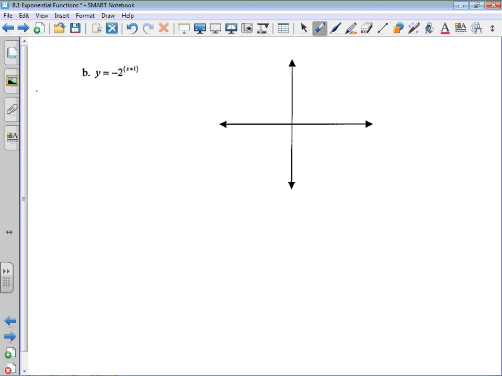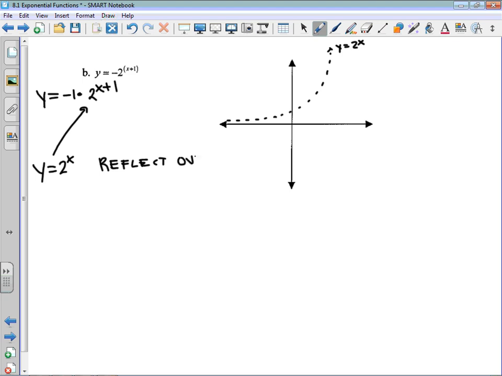I would recommend that you write it like this, as -1 times 2 to the power of x plus 1. And that's really important because it is not a negative base. You will not have to deal with negative bases. So similar to the last one, I'm going to picture that y equals 2 to the power of x in black here. And then what we can talk about is that if I want to get to this graph from y equals 2 to the power of x, then I need to reflect over the x-axis. That's that -1 in front.